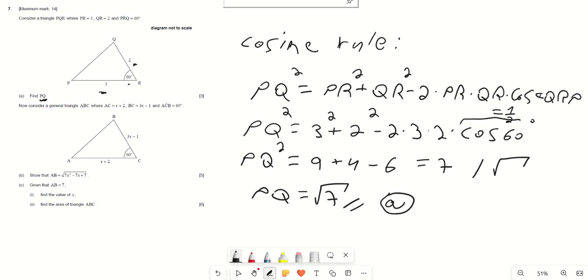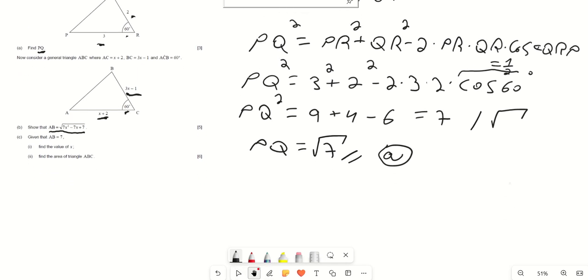Moving on to B. Now I get another triangle. The lengths are x terms. The length of AC is x plus 2. The length of BC is 3x minus 1. And the angle is 60 degrees. And I have to show that the length of AB is this term right here.